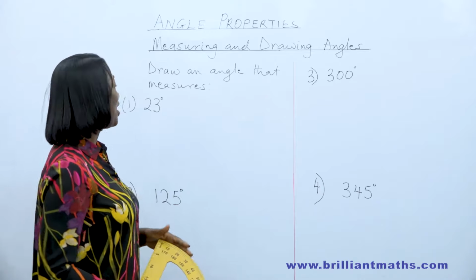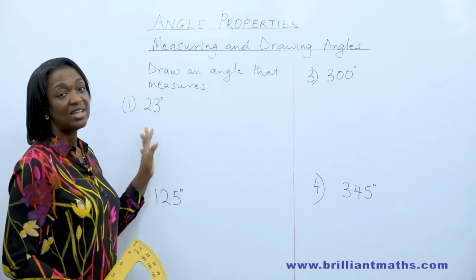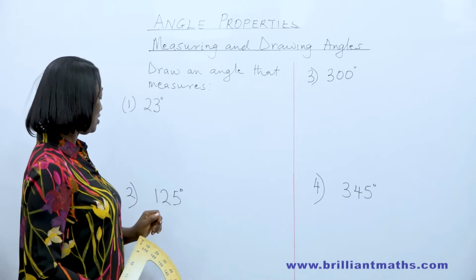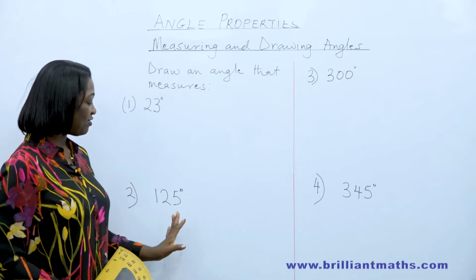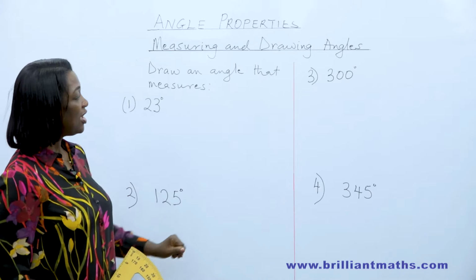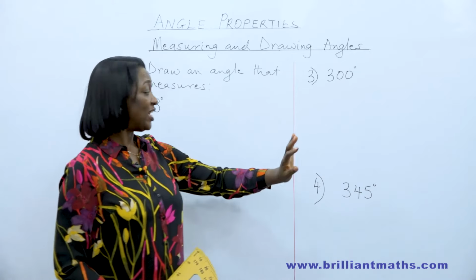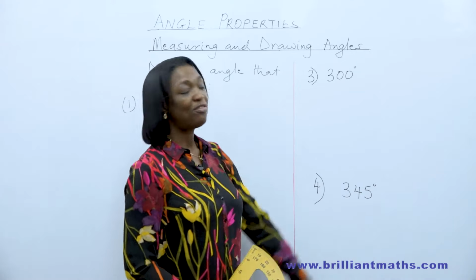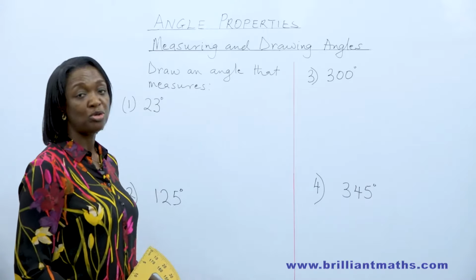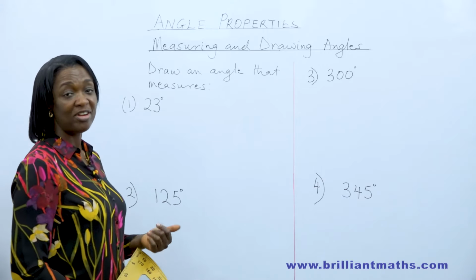We want to draw an angle of 23 degrees. That's an acute angle. An angle of 125 degrees, which is obtuse. An angle of 300 degrees, which is a reflex angle. And an angle of 345 degrees, which is also a reflex angle. And they are all very easy.